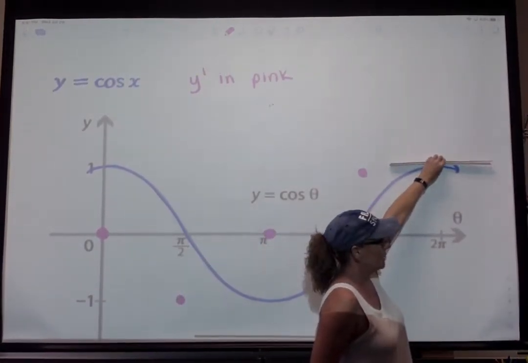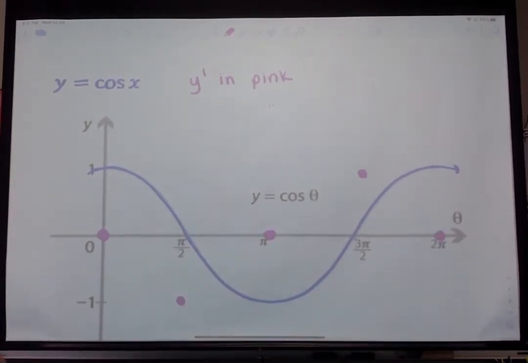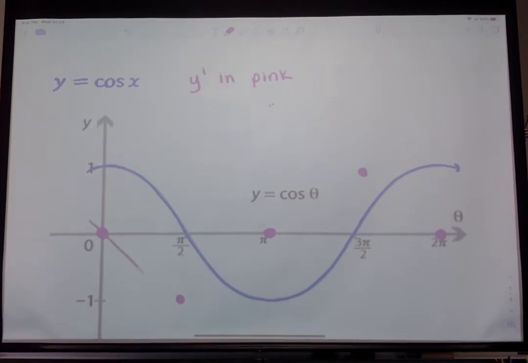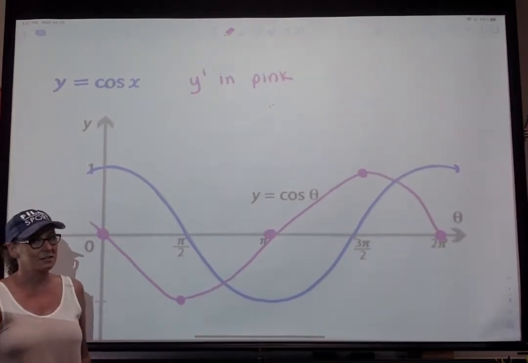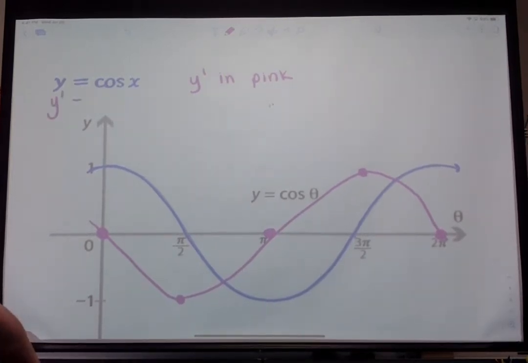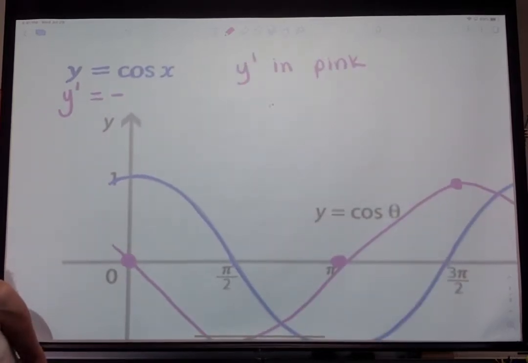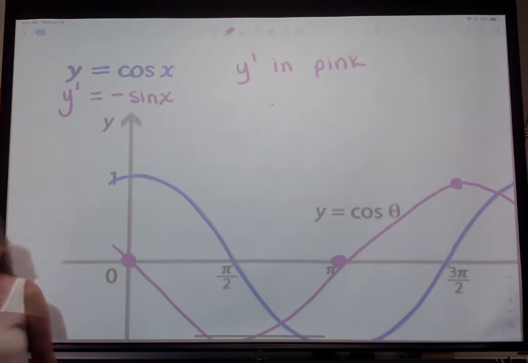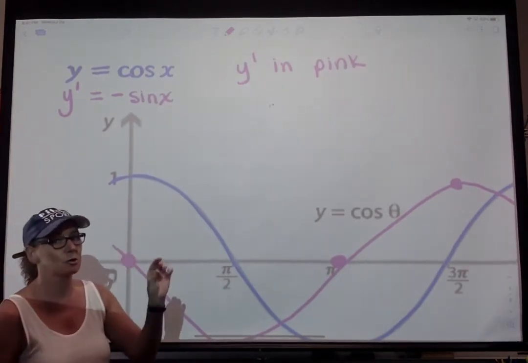And at 2 pi, slope of 0. That's not the sine graph. That's the sine graph upside down. So the derivative of cosine of x is negative sine of x. Tell me, wasn't that just a little bit cool?